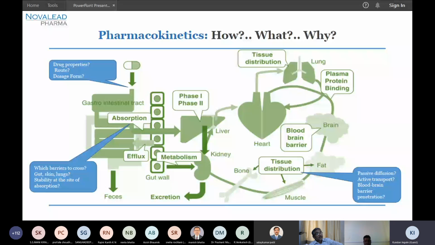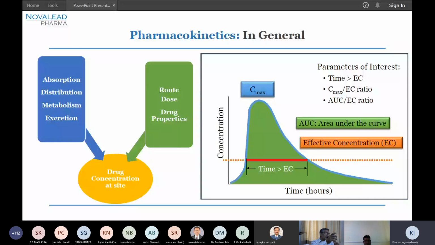So in all, when we talk about a drug reaching from the site of administration to the site of action and finally elimination, there are various microprocesses happening inside the body between the drug and the biological systems of the body. Now, finally, when the drug reaches the site of action, it should not happen that the drug concentration at the site of action is suboptimal. So overall, all these ADME properties, the route of drug administration and the drug-related properties govern the concentration of drug at the site.